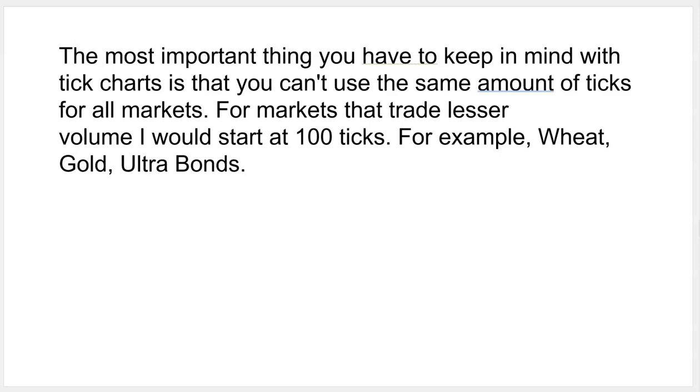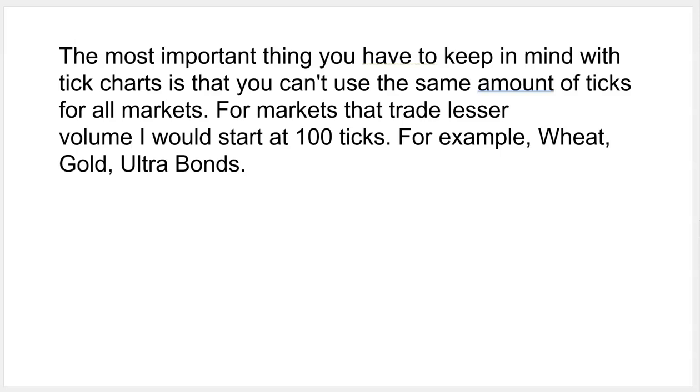So the most important thing you have to keep in mind with tick charts is that you can't use the same amount of ticks for all markets. For markets that trade lesser volume, I'd start at 100 ticks. For example, wheat, gold, ultra bonds, right? Those markets don't trade as much as the E-minis or the MES or the NQ. So you can't use the 1,000 ticks that you'd probably use in NQ in wheat, because the volume is much less. Same with gold and ultra bonds.